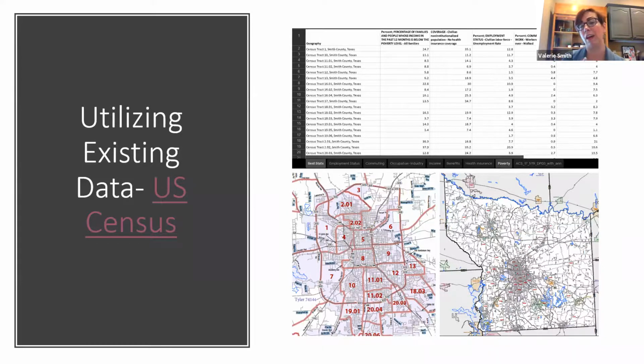So the County Health Rankings are great because they give us a picture of the county, but we wanted to drill down even further and look at specific neighborhoods, right? So the census tract data is really helpful for doing that. And this is just the poverty census tract data that I pulled up for our area.